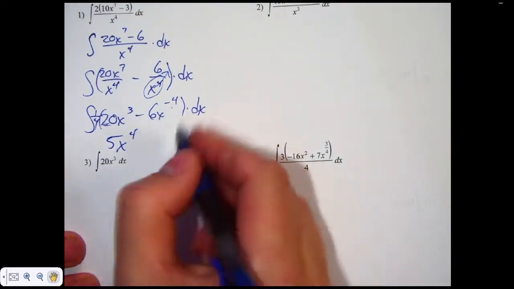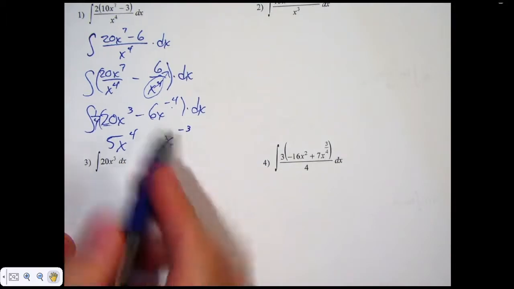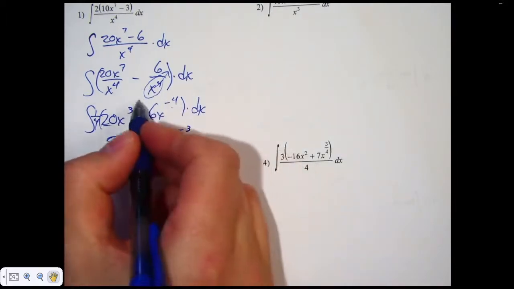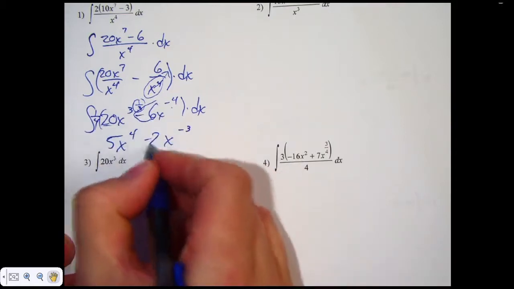Same thing over here, add 1 to the power. This is easy to screw up. If I add 1, what do I get? Negative 3. So a lot of people put negative 5 there because you're so used to derivatives. So add 1 is negative 3, and then you multiply by the reciprocal, which is a positive 1/3. So you have a positive 1/3 here times the negative 6, which is negative 2.